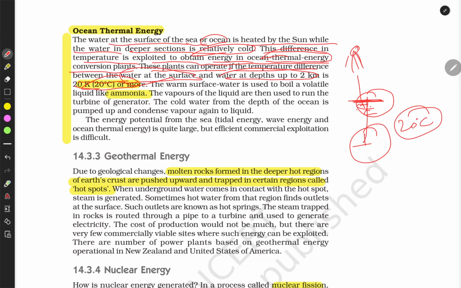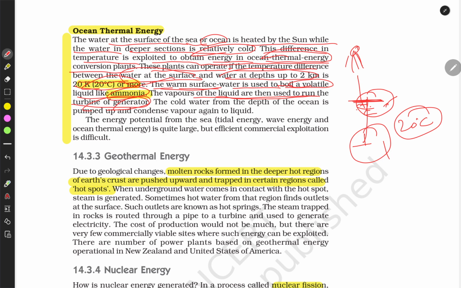If the temperature difference between the warm surface and the deep cold water is more than 20 degrees Celsius, then it can be utilized. And how? The warm surface of the water is used to boil a volatile liquid like ammonia. The vapor of the liquid is taken to run up the turbine. The vapor will be used to rotate the turbine, and DC direct current will be generated.